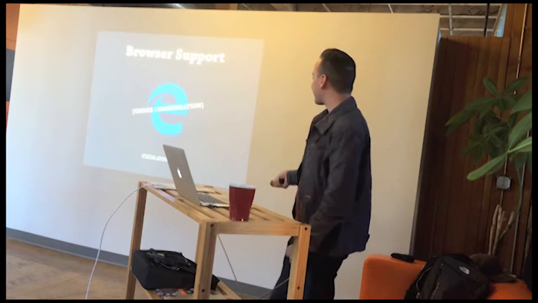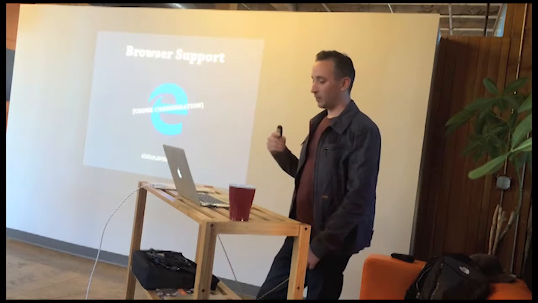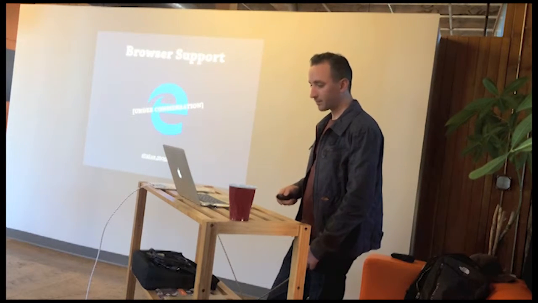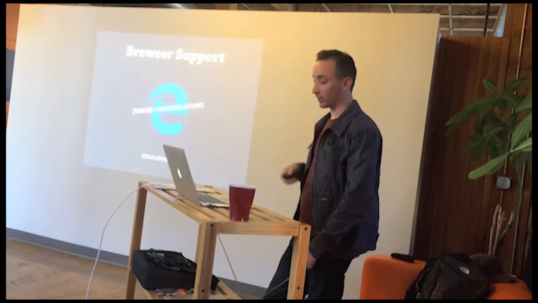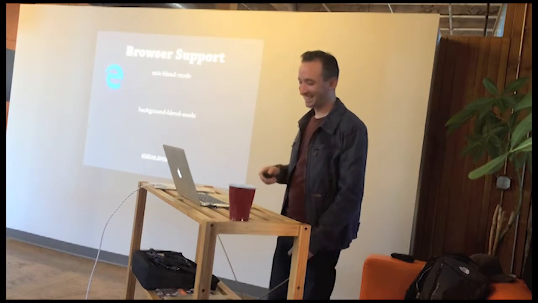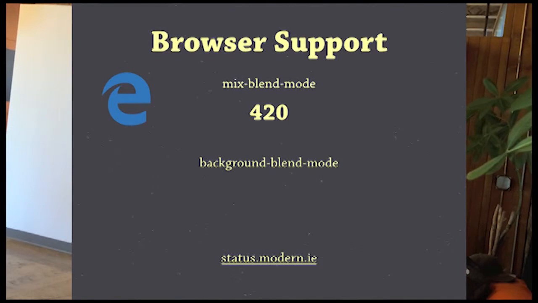If you go to this site, status.modern.ie, you can click through to their user voice forum, and you can vote for the features that you want to see them implement. You can put up to 3 votes in each feature. So these are the properties that need our votes. Mix blend mode, actually this number is out of date.